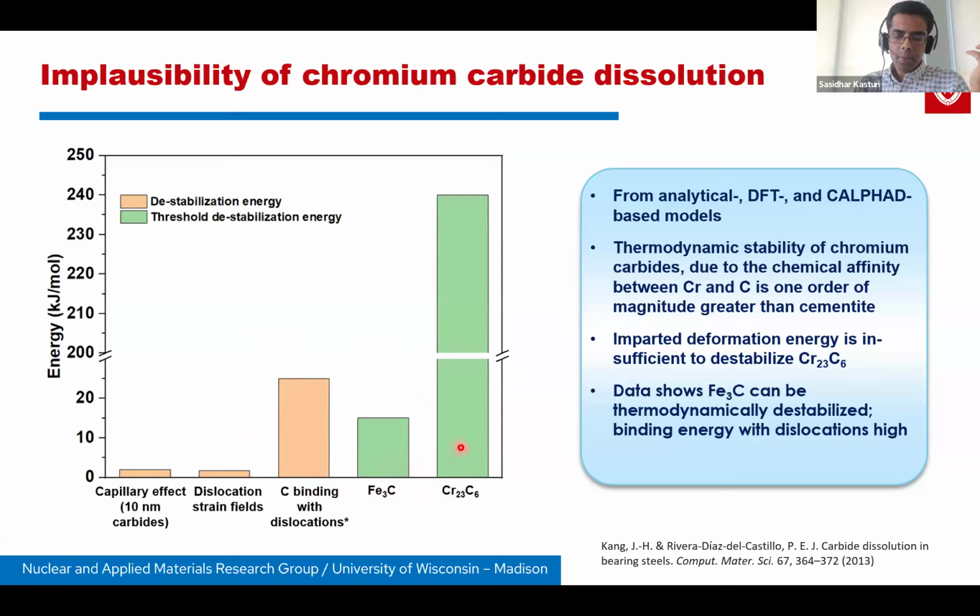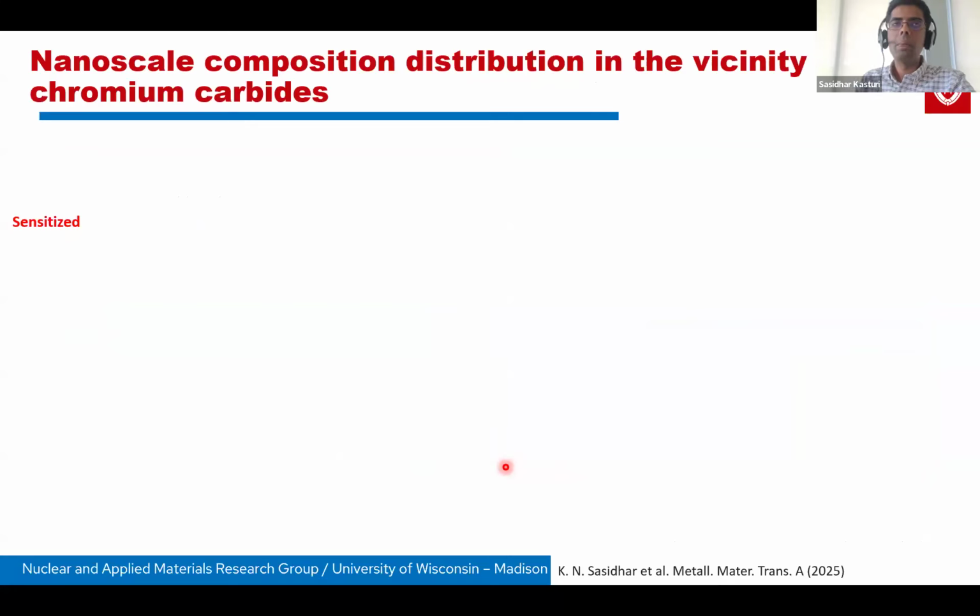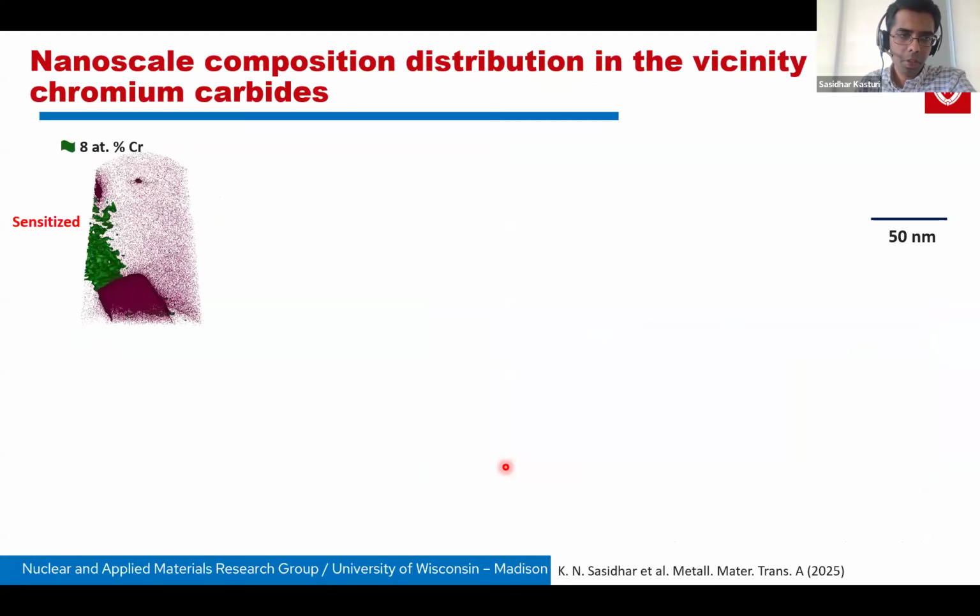So the question comes, where is the chromium homogenization happening? If it's not coming from the carbide, then what is happening in the matrix? So we started looking at the atom probe data in much more detail. Here I'm going to show the distribution of chromium content in three dimensions using chromium isoconcentration surfaces surrounding the carbides. This is the sensitized sample. This is an 8 atomic percent chromium isoconcentration surface, so in these regions the chromium content is close to 8%.